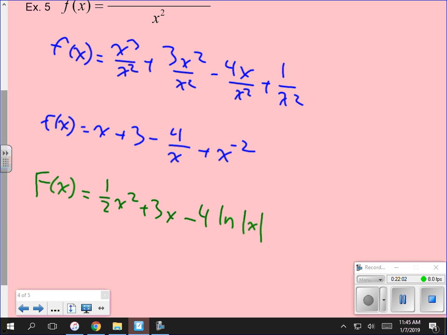Because I don't know what I'm dealing with here on x, and I cannot take the natural log of a negative number. Nor can you take the natural log of 0. Because e times itself will never be 0 or negative. No matter how many times you do it, that's what the natural log says: what power of e gives me that number.